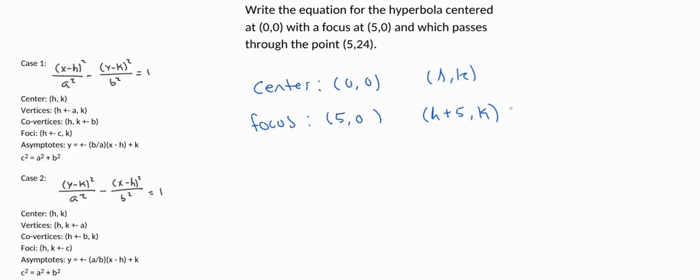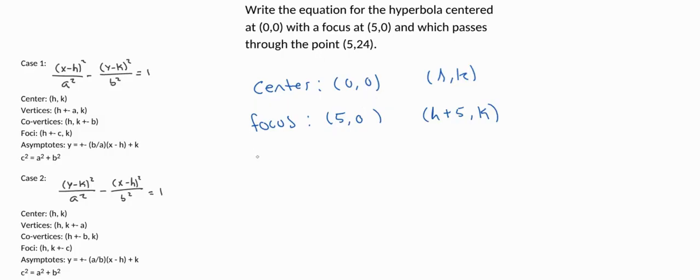Now, looking at the cases here, we can see that in case 1, we have a center at (h, k) and vertices at (h ± a, k). And then in case 2, we have a center at (h, k) and vertices at (h, k ± a). And so looking at our problem here, we're actually going to fall into case 1. That means our hyperbola is going to be opening to the left and right, and our x term is going to be positive.